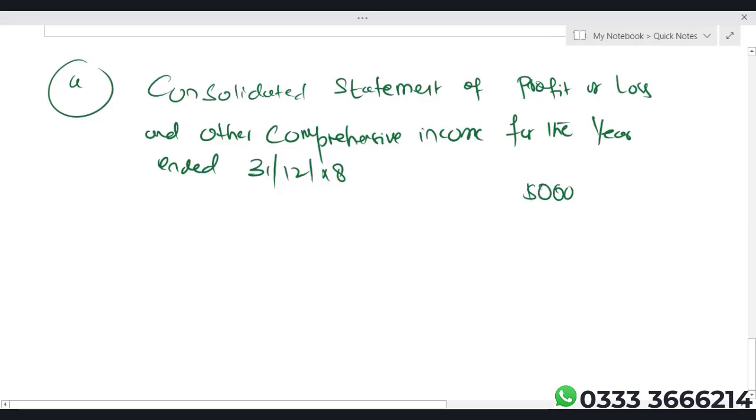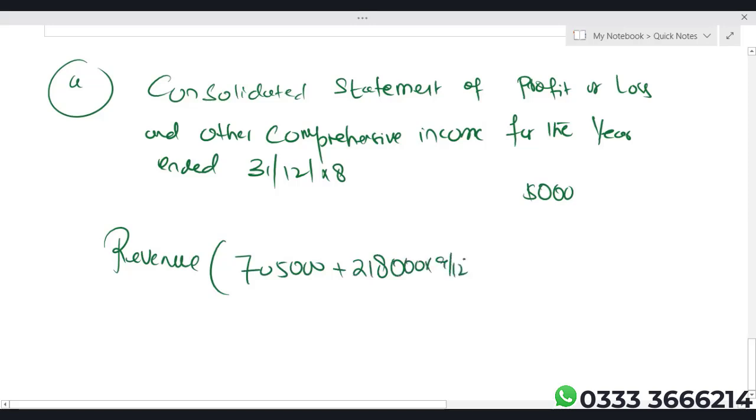Since I've already discussed all the adjustments, I'll be a bit quick. Entire revenue of parent, subsidiary's revenue times 9 by 12, and intra-group sale of 39,000 will be eliminated. So revenue: parent's revenue is 7,05,000. Subsidiary's revenue is 2,18,000 times 9 by 12, because post-acquisition period is 9 months, minus 39,000 intra-group sales. I'm getting 8,29,500. Now let's calculate cost of sales.